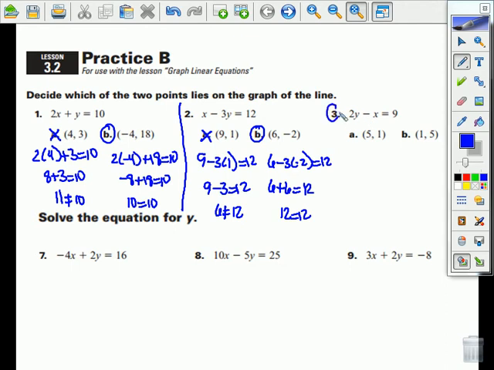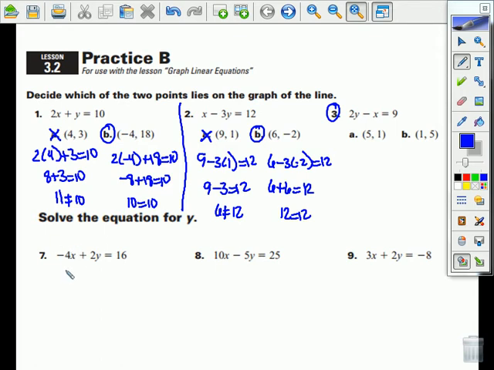I want you to come in tomorrow with number 3 completed, and we can check it over to see if you're correct. For 7, 8, and 9, you're asked to put the equation in function form. They're just simply saying solve it for y. We did this in last chapter, so it shouldn't take us very long to do this. It's just a little refresher.